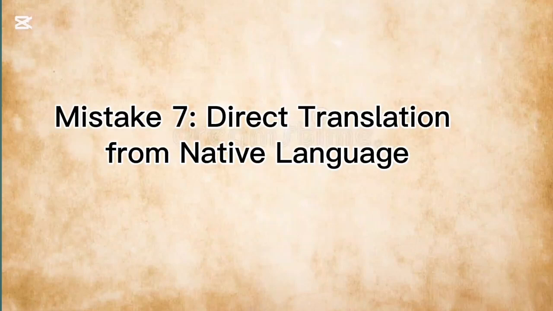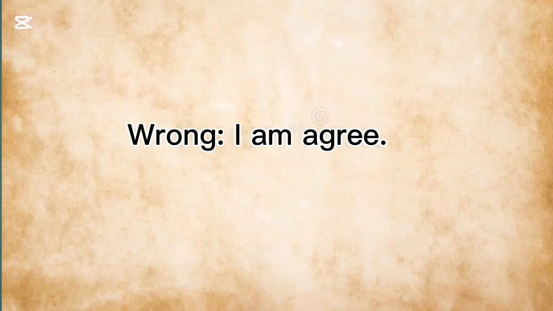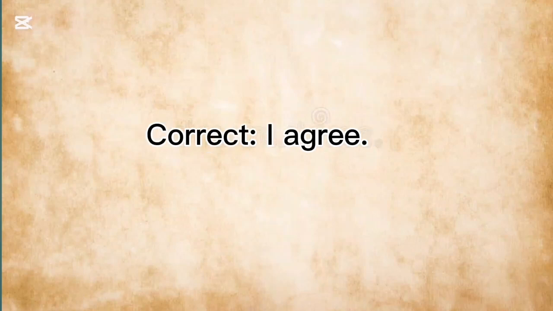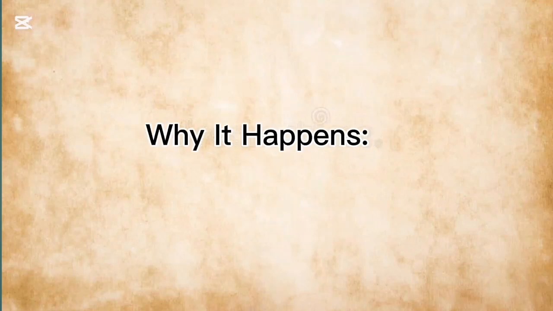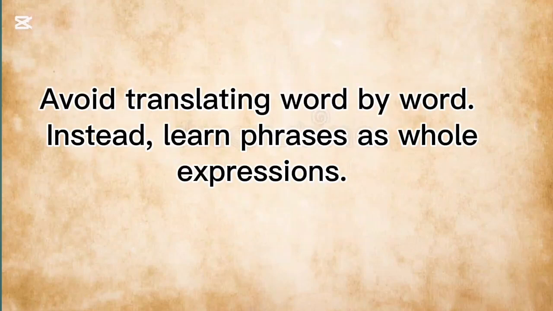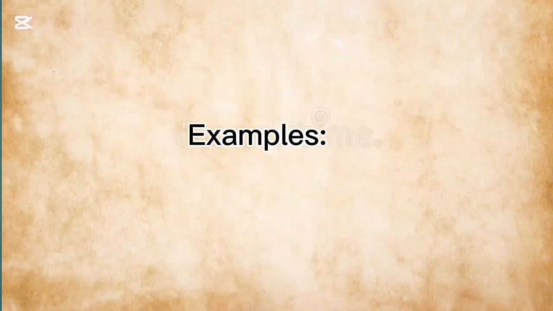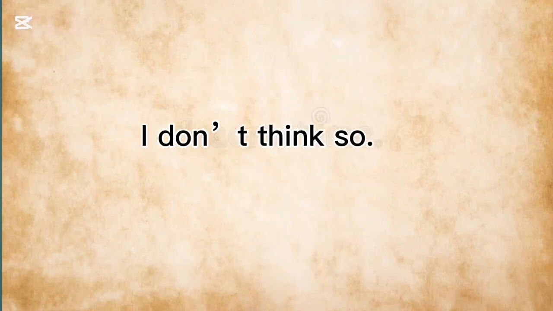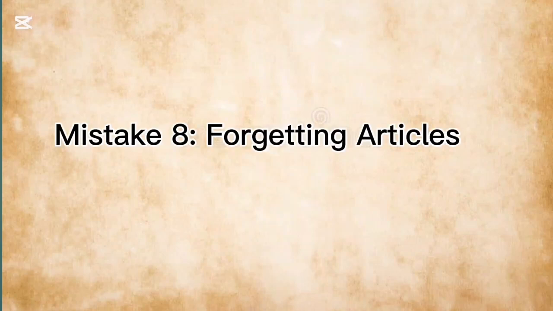Mistake 7. Direct translation from native language. Wrong: I am agree. Correct: I agree. Why it happens? In many languages, the phrase requires "to be," but in English "agree" is a verb itself. Fix. Avoid translating word by word. Instead, learn phrases as whole expressions. Examples. I agree. I disagree. I don't think so.